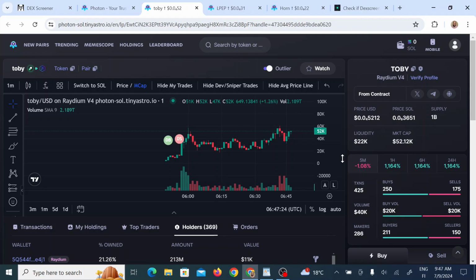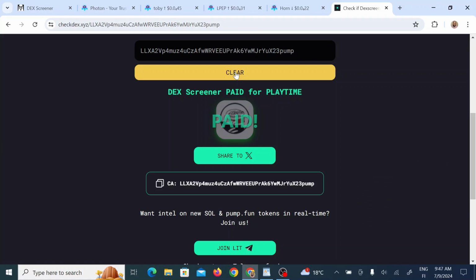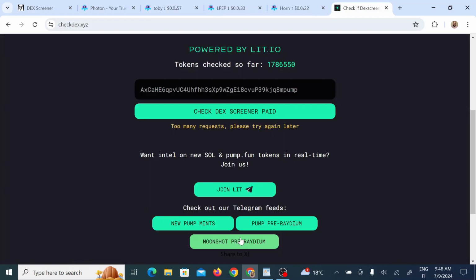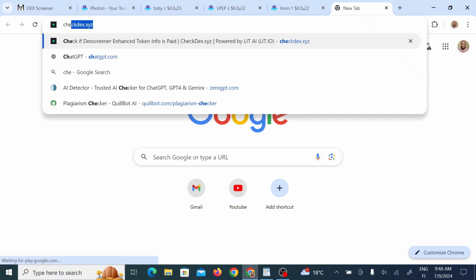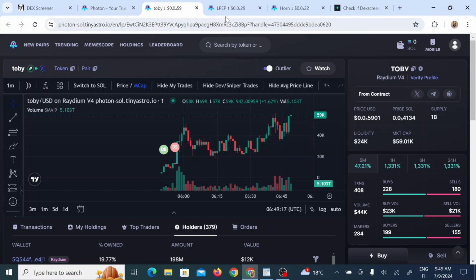But another thing that I've not talked about is checking if the Dex has been paid. And this is because it's always safer to invest in a coin that the developer has already put in some money by paying for the Dex. And you can use this platform known as checkdex.xyz and just paste the token address here. And you can see the Dex Screener is paid for Toby, which is a good sign because it means that the developer has already put in some money and they are likely to continue investing by marketing the token.